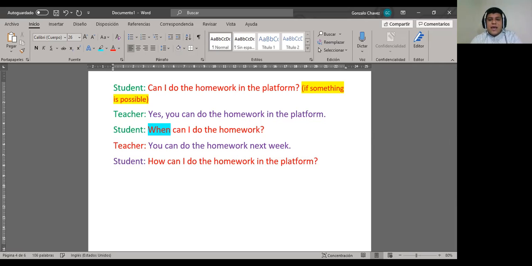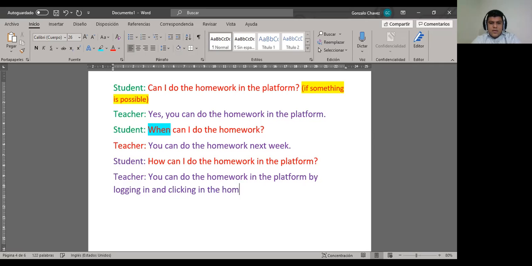Remember, how asks for a form to do something. In this case, the teacher probably is going to provide the information. You can do the homework in the platform by logging in and clicking in the homework section, just to give you an example, right? And then the teacher is giving some information. How can I do the homework? Remember, how is another WH word asking for a form to do something. You can do the homework in the platform by logging in and clicking in the homework section. But then the student comes with another question.